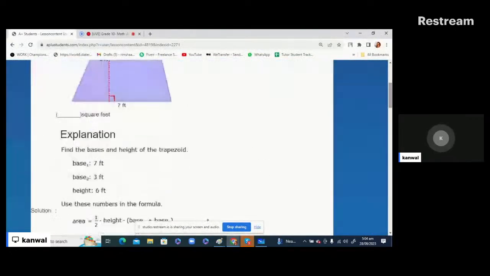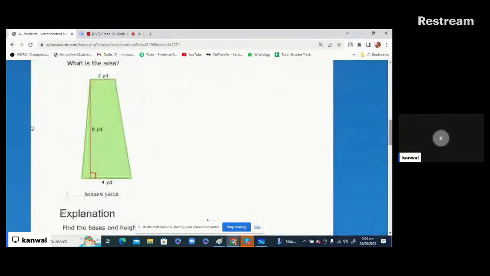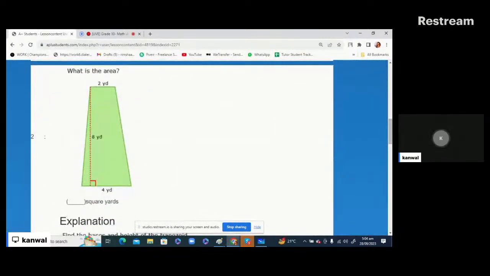In this way we find the others. Look here now, the areas are given in yards. We find the area, but all the bases and heights are in yards. The first base is 2 yards, base 2 is 4 yards, and the height is 8 yards.